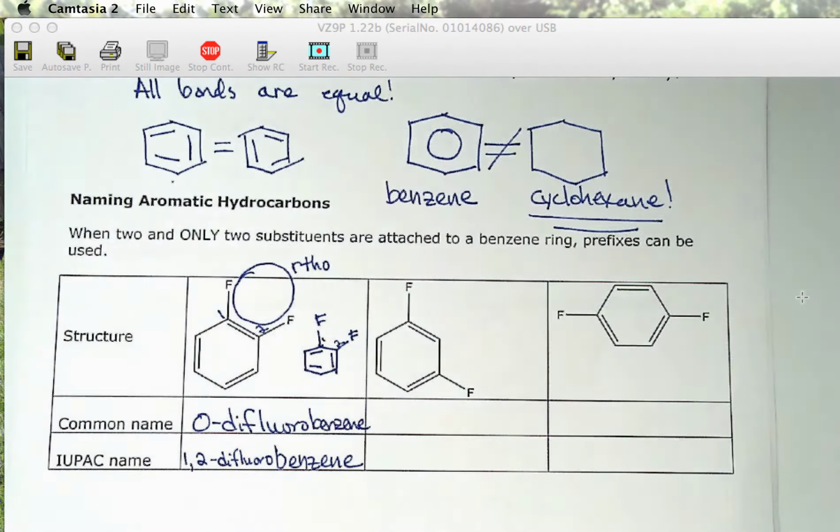So the IUPAC name for meta-difluorobenzene would be what? 1,3-difluorobenzene. And then this one would be 1,4-difluorobenzene. Para. So you just use that ortho, meta, and para to tell you where those groups are going to be.